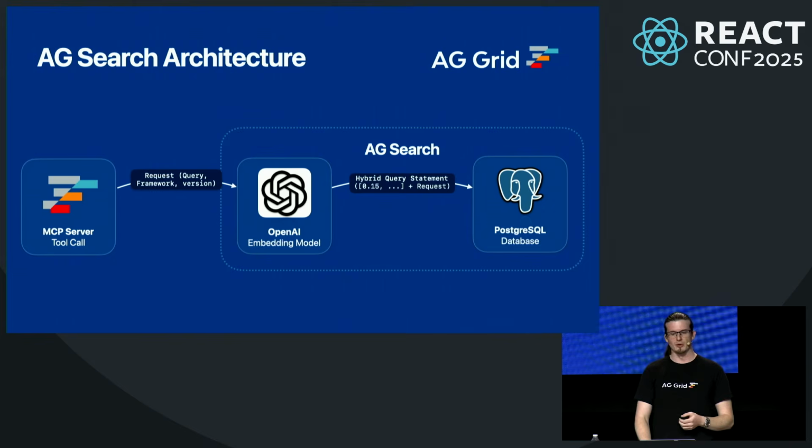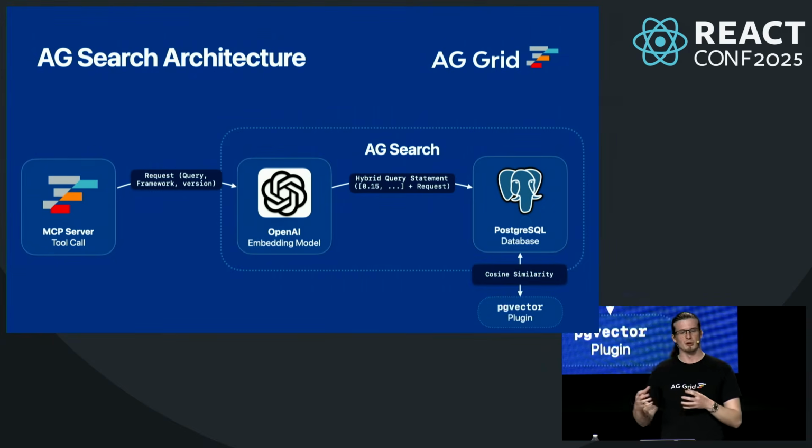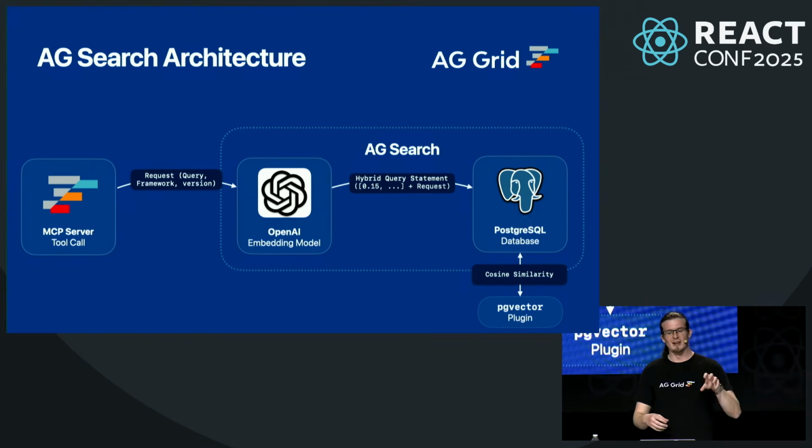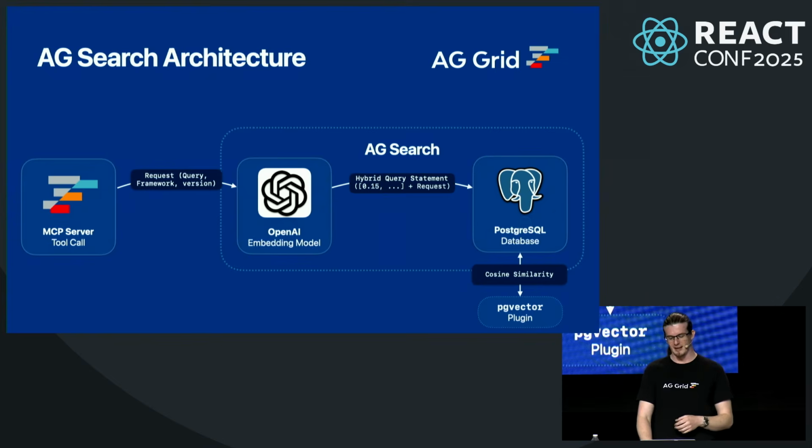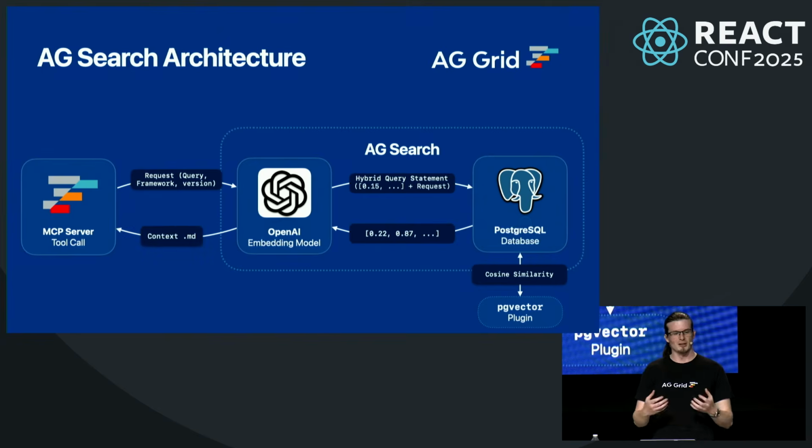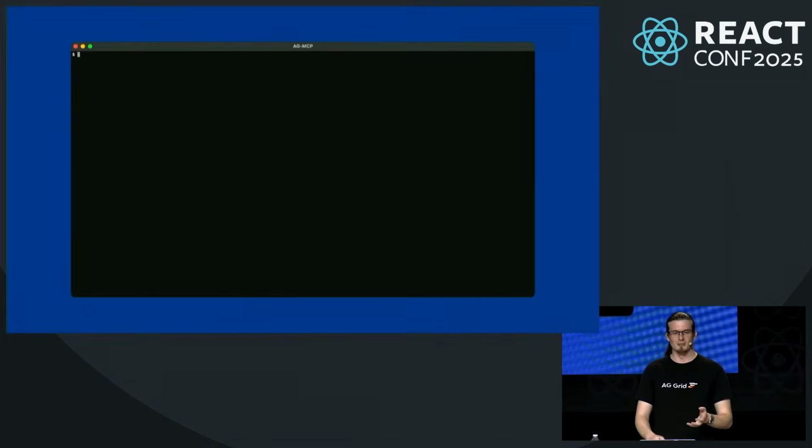We then execute this query statement on the Postgres database, and we use a plugin called PG Vector for performing cosine similarity. These are a lot of big words that are potentially a little bit beyond me, but essentially what we're trying to do is find the nearest match in our database to the LLM's request. We get that vector array back from our database, pass that back through the embedding model, and then we get this condensed markdown format of additional context that we can provide to the LLM so that it can better serve the original user's request.